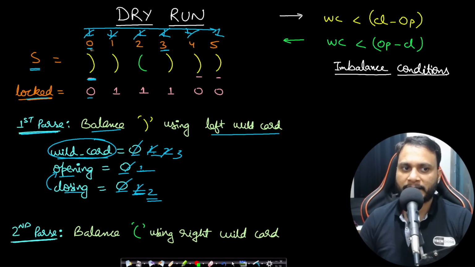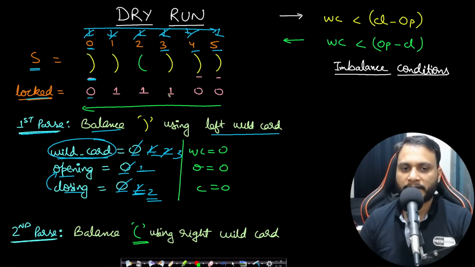The closing brackets at 0, 4 and 5 are of no significance because they are wildcards, right? Now we will do our second parse from right to left to check for the balance of the opening bracket. Again I have to reset my wildcard value to 0, opening bracket counter to 0, closing bracket counter to 0, right? So now I will be starting at 5.